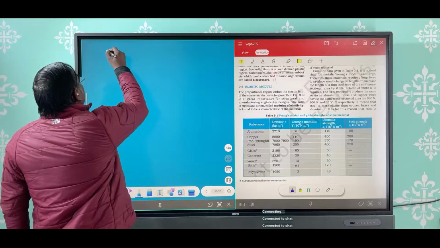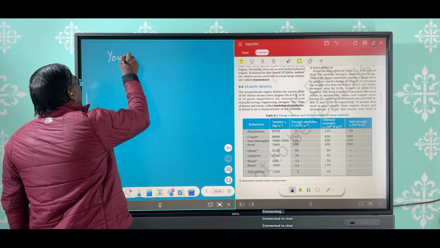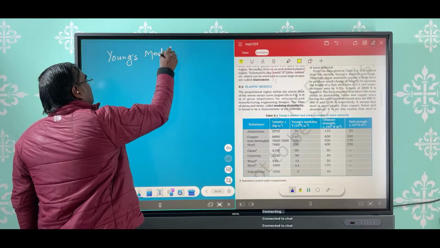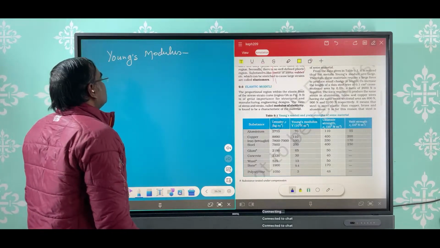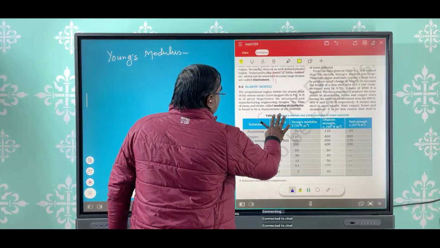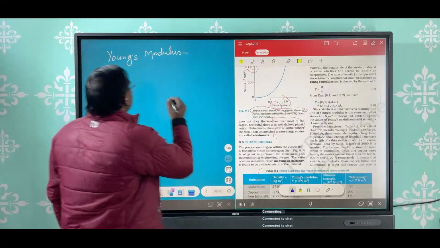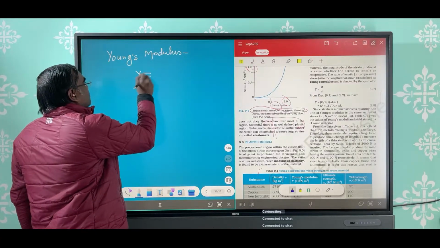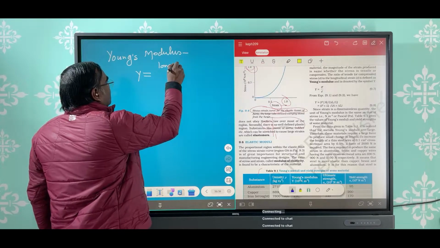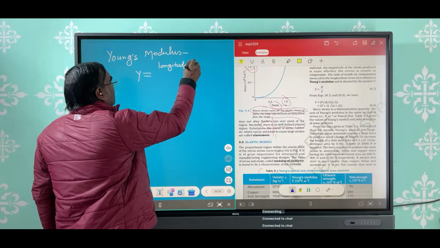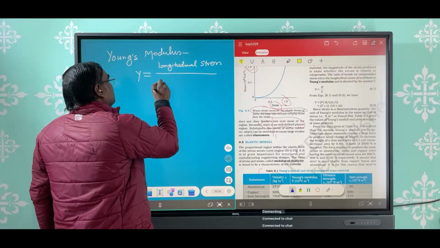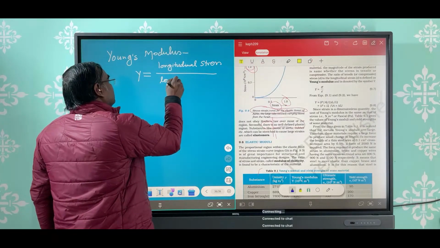Young's modulus. So Young's modulus is denoted by the symbol Y, right? Y is equal to longitudinal stress upon longitudinal strain.